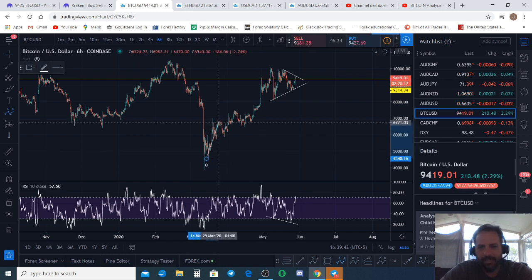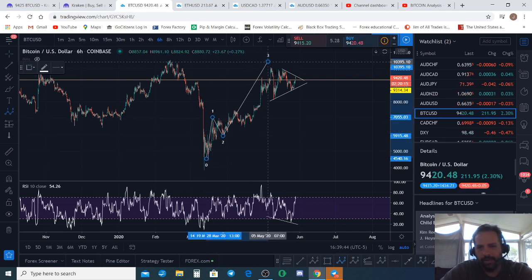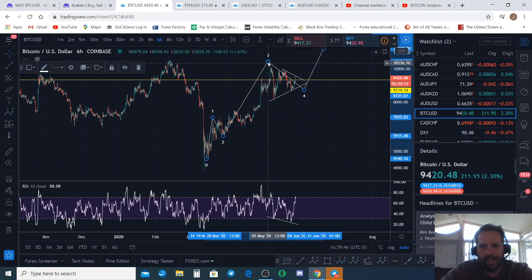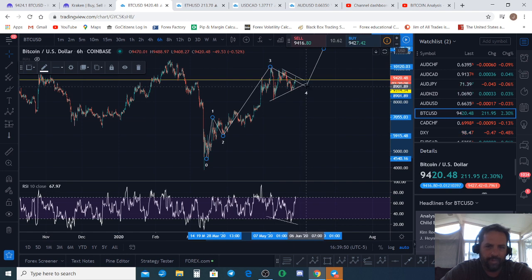But basically, 1, 2, 3. This could be 4 and 5, and that would fit with a triangle narrative here for a 4th wave, because triangles happen in 4th waves. But that's also why this 1-2, 1-2 looks convincing, because to me, we're looking down. Okay, to me, we're looking down for now.